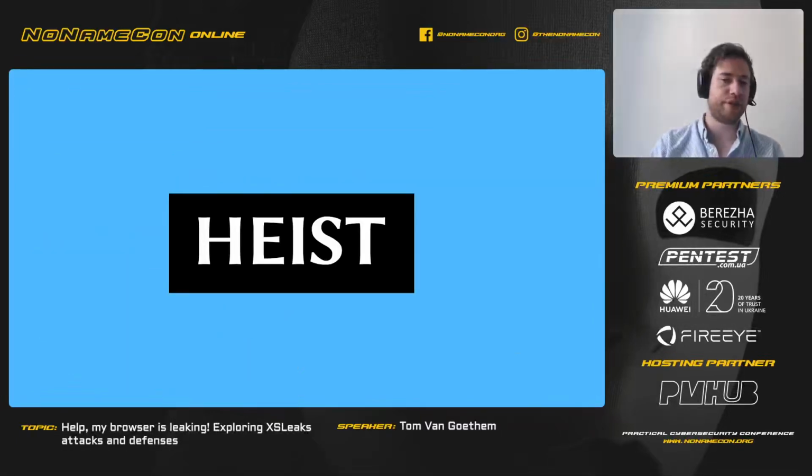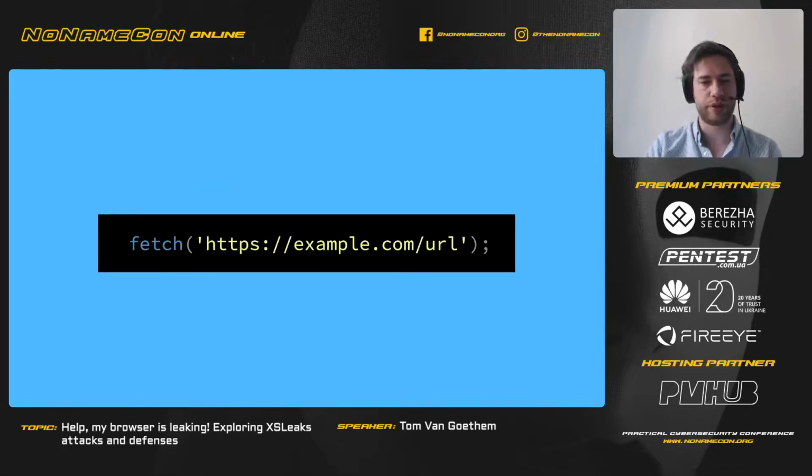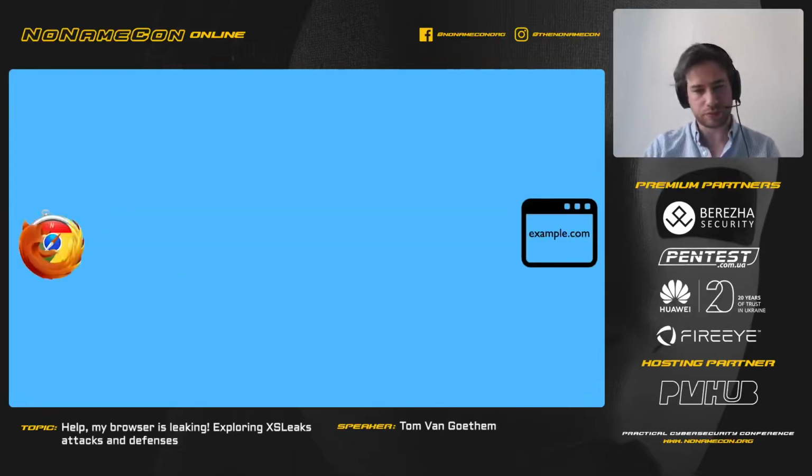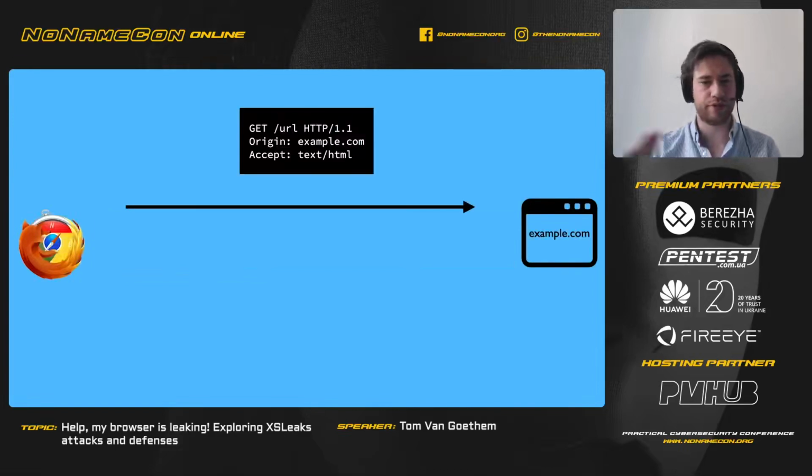And that brings me to the second type of attack, HEIST, where we will try to determine the exact size of a response by using TCP windows. But before I go into the details, let's first look at what happens when we do a simple fetch request. So we have our GET request to the server, which will be encrypted using TLS.